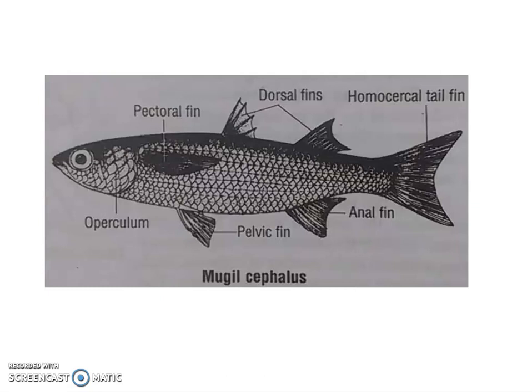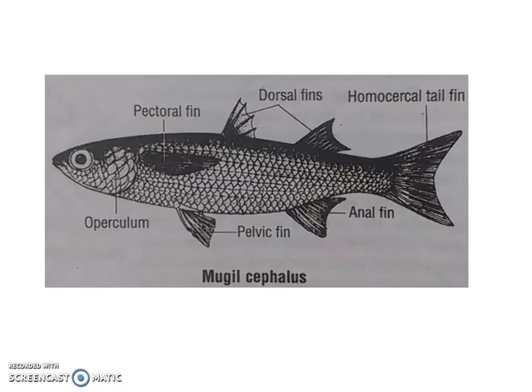The eyes are devoid of eyelids. Just behind the head region, there are 4 pairs of gills, that is 4 on each side, and they are covered by the operculum or the gill cover. It is a bony shield.